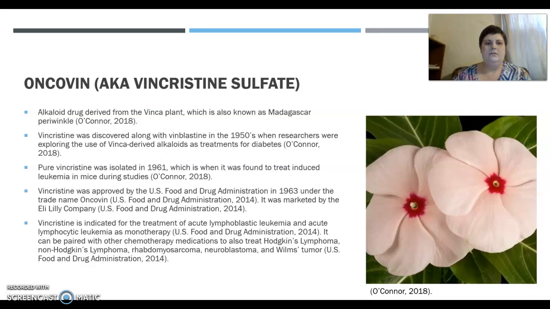Vincristine is indicated for the treatment of acute lymphoblastic leukemia and acute lymphocytic leukemia as monotherapy. However, it's typically used in combination with other chemotherapy drugs to treat such conditions as Hodgkin's lymphoma, non-Hodgkin's lymphoma, rhabdomyosarcoma, neuroblastoma, and Wilms tumor.